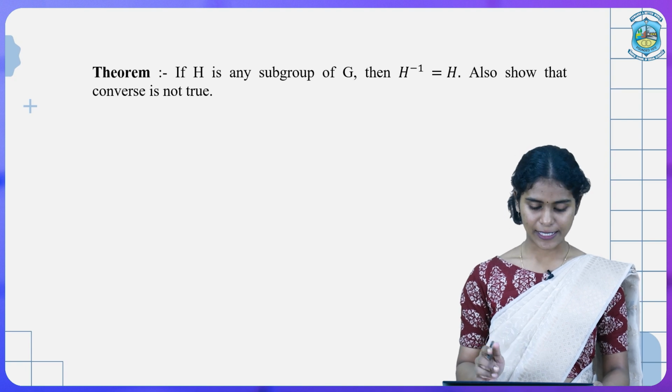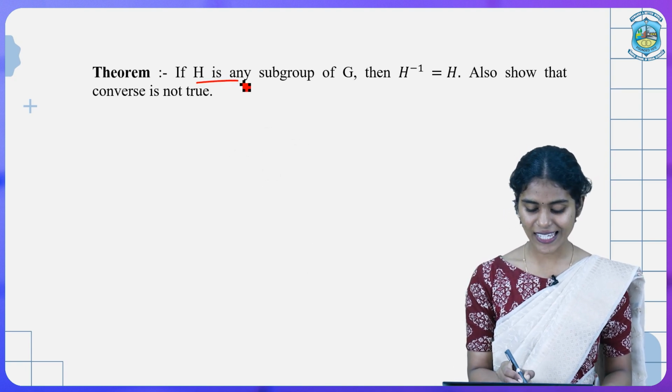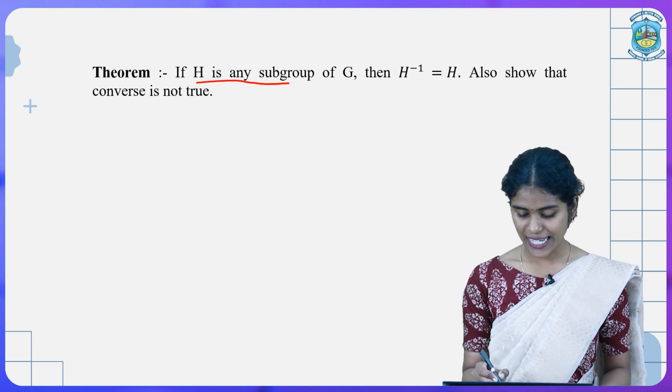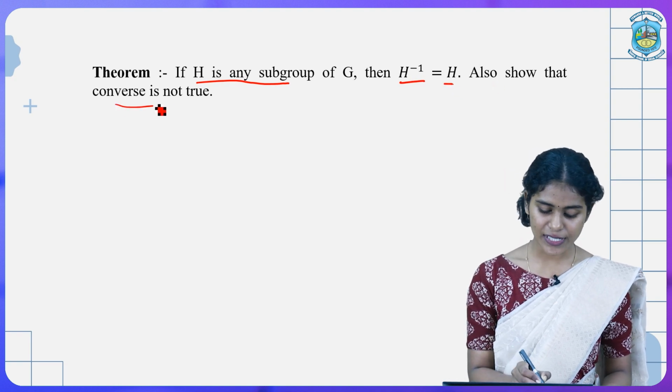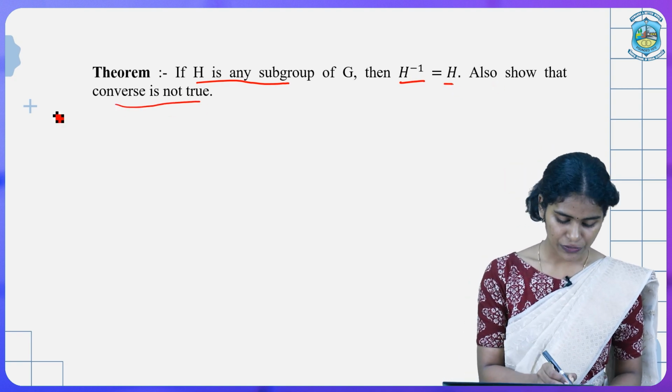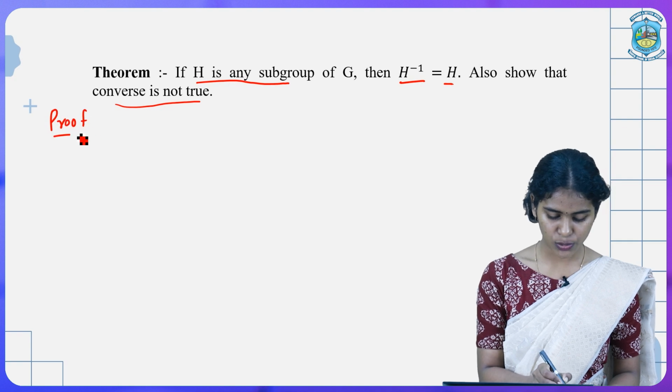Now, moving into the next theorem. The theorem says if H is any subgroup of G, then H⁻¹ is equal to H. Also show that the converse is not true. So, first we will write the information which is given to us.